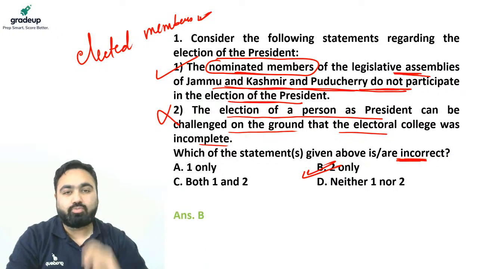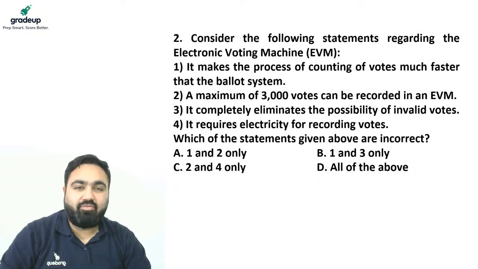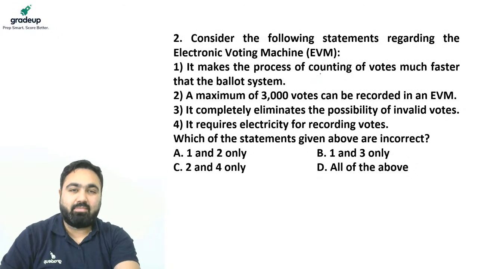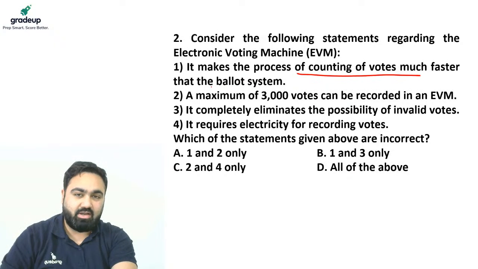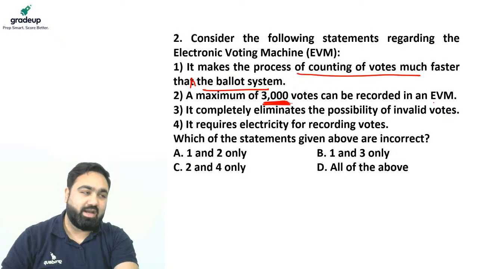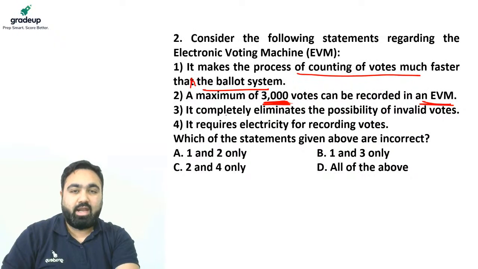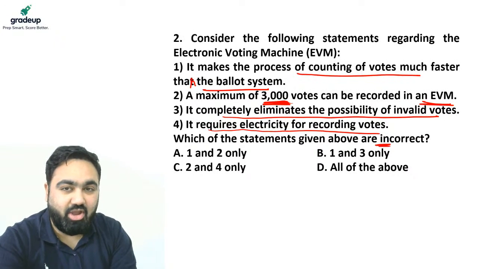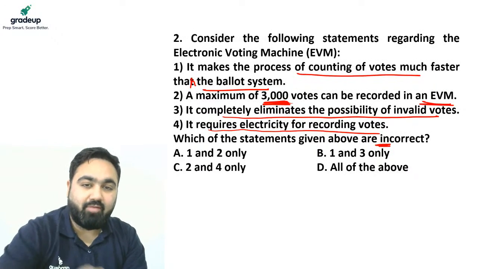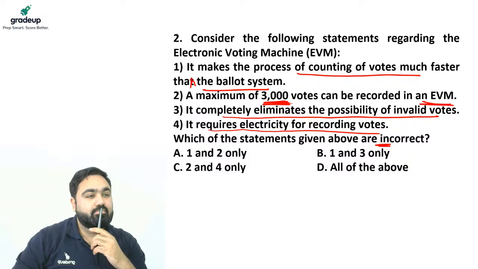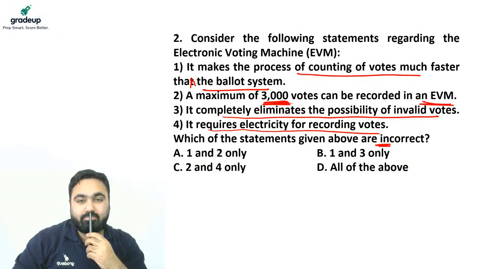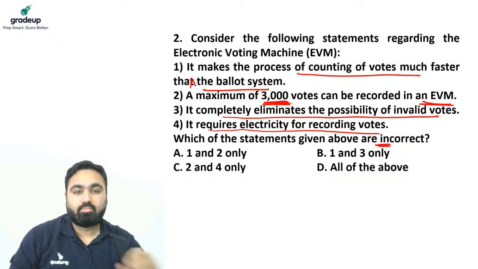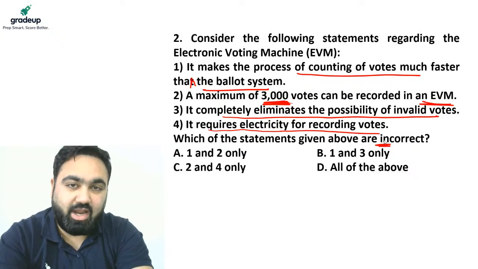Moving on to question number 2. Consider the following statements about the EVM. Number 1, it makes the process of counting of votes much faster than the ballot system. Second, a maximum of 3000 votes can be recorded in one EVM machine. Third, it completely eliminates the possibility of invalid votes. Number 4, it requires electricity for recording of the votes. Again, you have to tell the incorrect one. Which of these is incorrect? You can take your time and then answer.